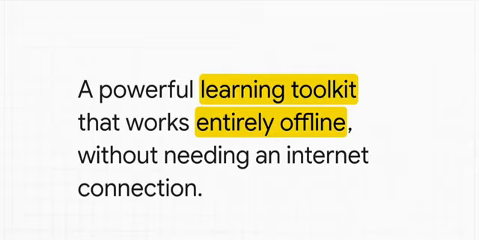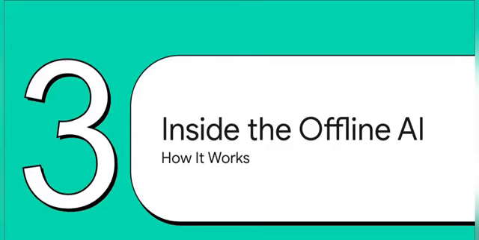But let's boil it all down. What is it really? At its heart, VISTAR is a complete learning toolkit that runs all by itself. No internet needed. That's the key takeaway here. It brings the full power of AI right into the classroom, no matter how remote that classroom is. So you're probably wondering, how does this thing actually work? How on earth do you pack all of that power into a system that can run on a simple, maybe even low-power device? Well, let's pop the hood and go inside this offline AI to see how all the pieces fit together.